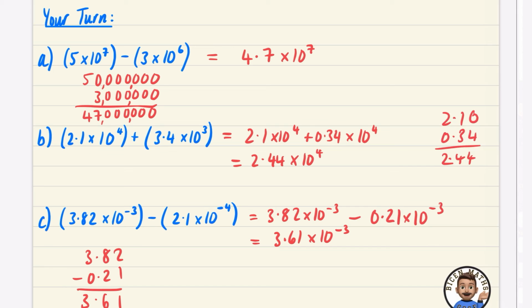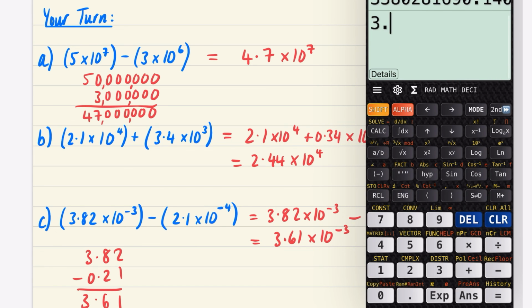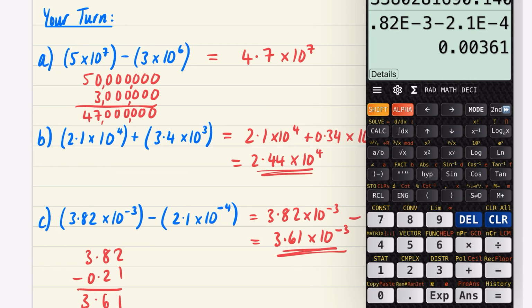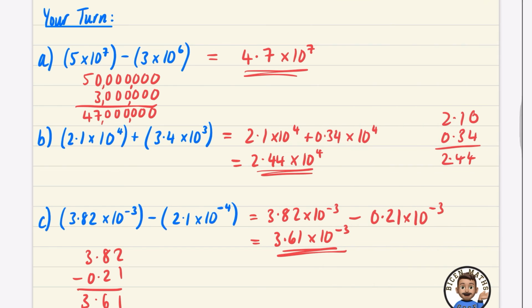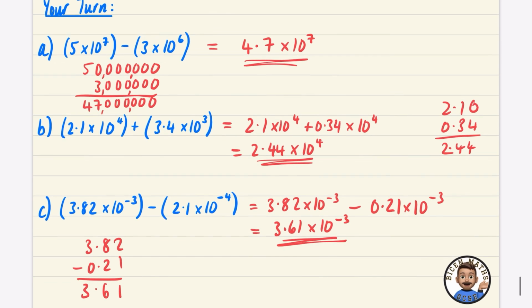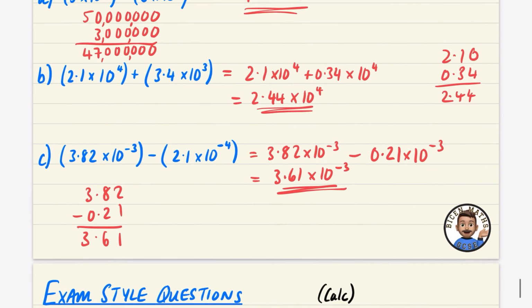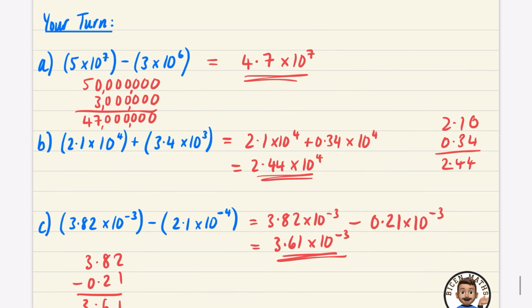And of course, I'm just going to show you and remind you that you can do this all in your calculator. If I do 3.82 times 10 to the power of minus 3, subtract 2.1 times 10 to the power of minus 4, we do come up with 0.00361, which is equivalent to this answer that we have here. So that's all of the stuff you need to do with calculating. I hope that you do get used to using your calculator for this kind of stuff, particularly scientific mode that I talked about in the previous video. We're going to finish off here with doing some exam style questions. Some of them will be calculator and some of them will be non-calculator.